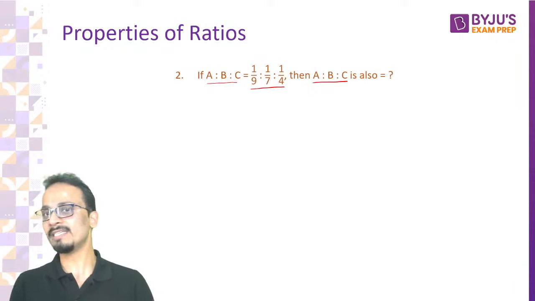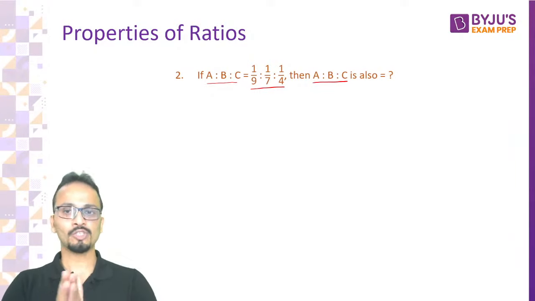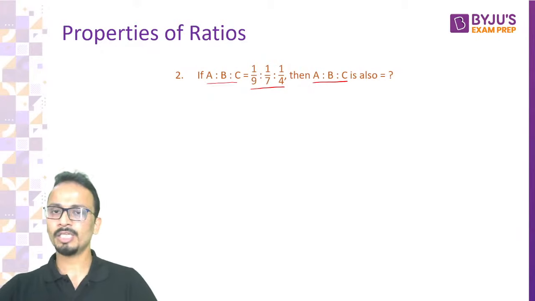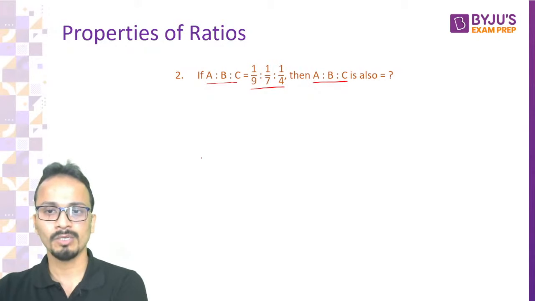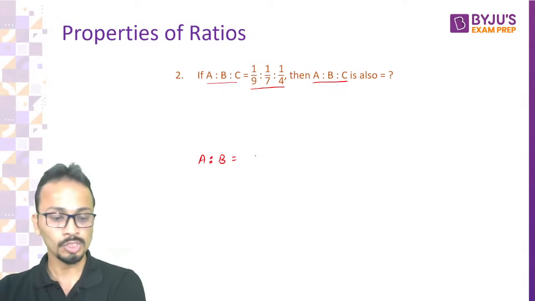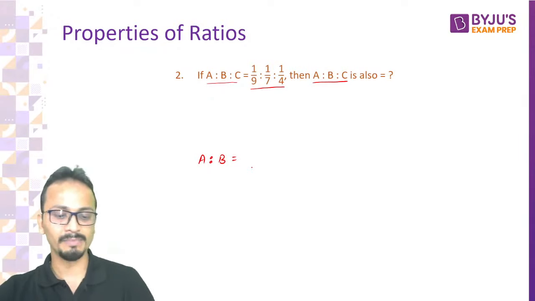We always like things in integers, the simplified form. So already the ratio is given, but I'll calculate the simplified form of this ratio. I'll give you an example for that. Consider that A is to B is equal to... meanwhile, those who can find the answer, please do that and post it in the comment section.